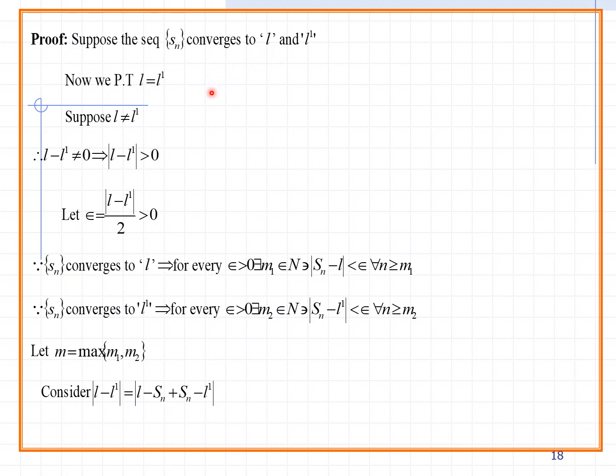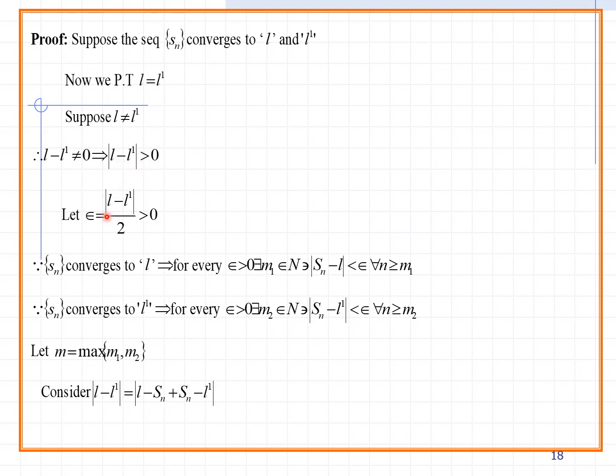But suppose L not equal to L dash; I can go against the rule. This is a contradiction proof. L not equal to L dash means L minus L dash is not equal to 0. Just put L dash on the left side and you get L minus L dash not equal to 0. So here I can write modulus L minus L dash greater than 0. Once you apply the modulus, the value is negative or positive, but actually L minus L dash is not equal to 0, so the same is written as modulus L minus L dash greater than 0.